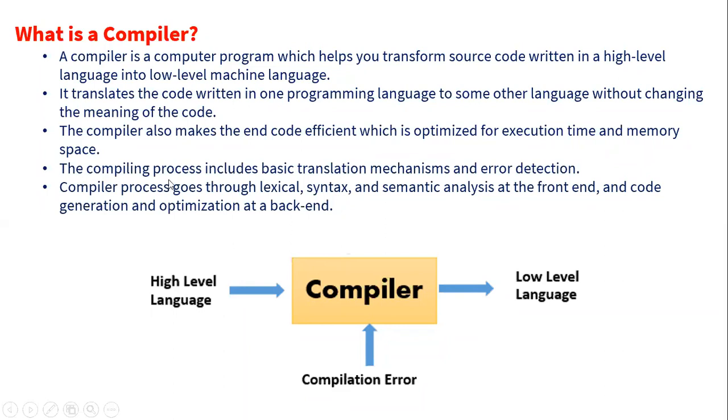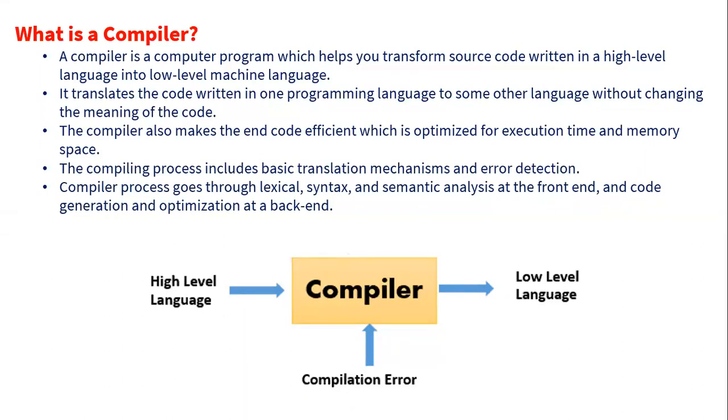In this, the compiling process includes the basic translation mechanism and error detection. That is, whatever types of errors occur in your program, such as semantic error, syntax error, or any other type of error, should be identified during the compilation process. This compilation process handles all these things corresponding to the program.